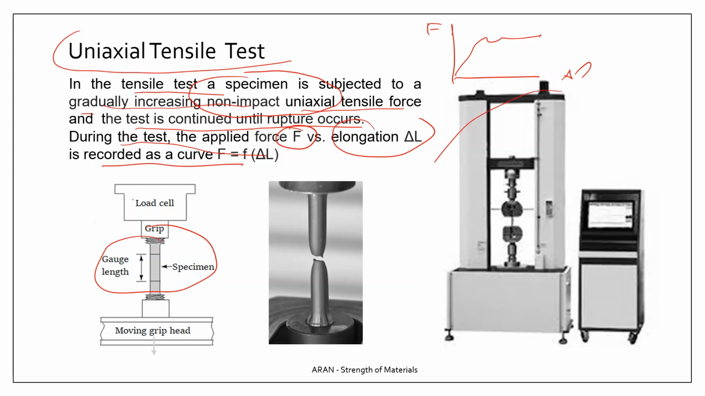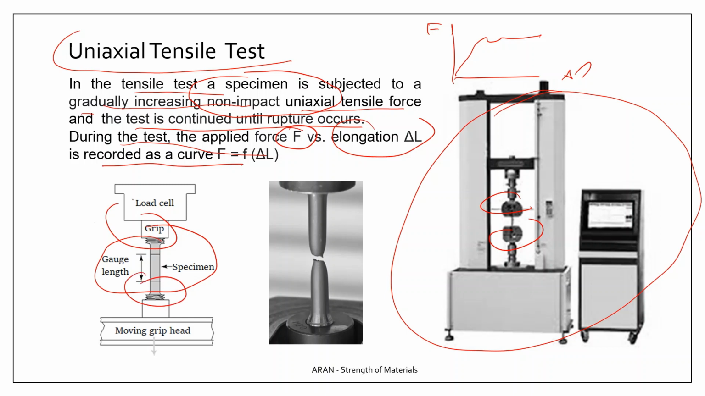You see here a tensile testing machine, grips where the specimens are fixed, and one grip is stationary, the other one is a moving grip. On one side we measure the load, and we can also measure the elongation by measuring the gauge length, for example, with extensometers.